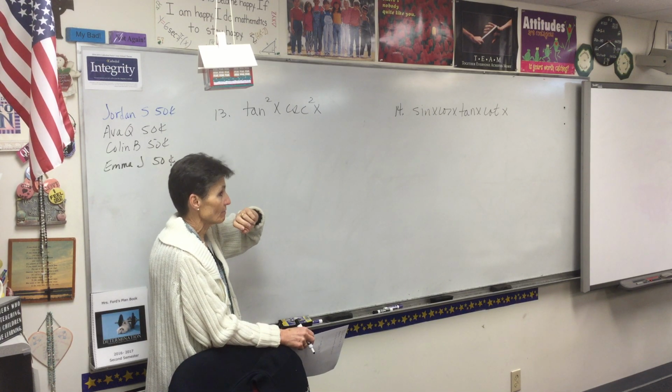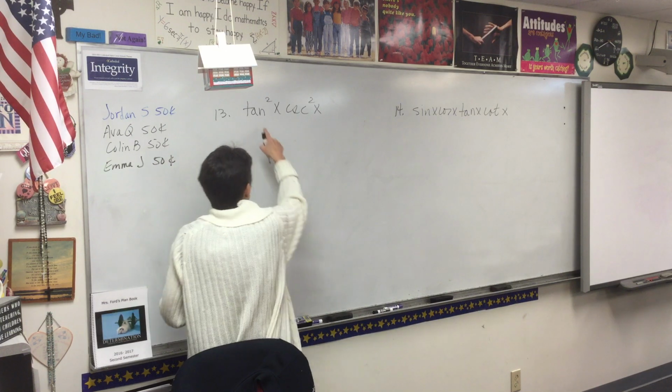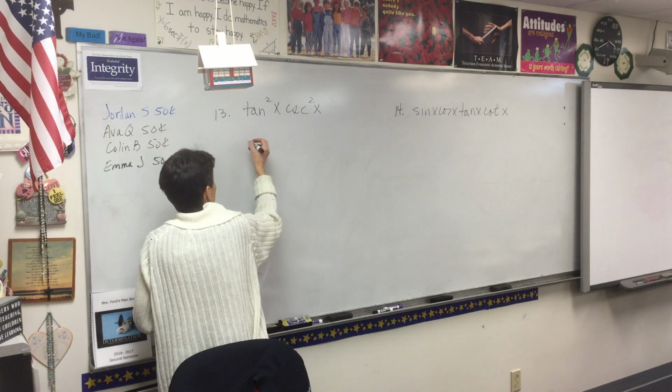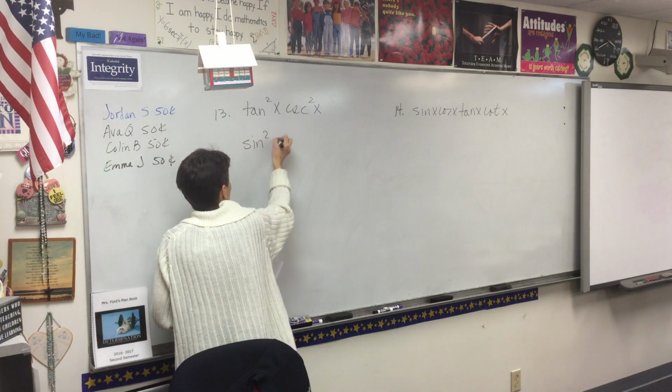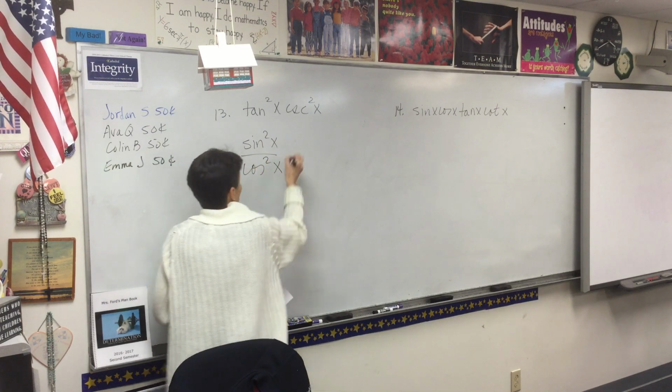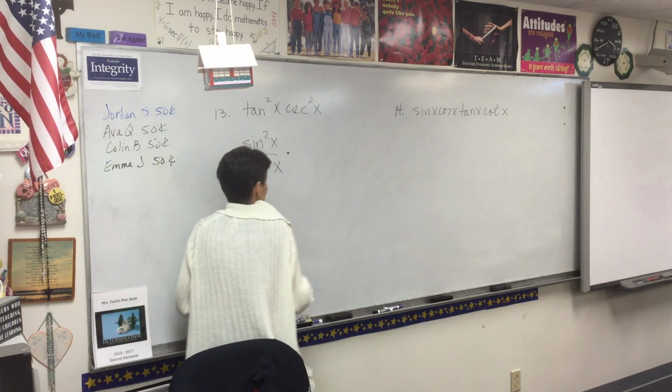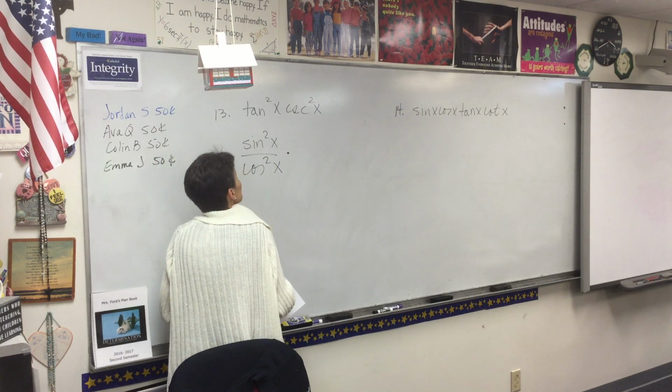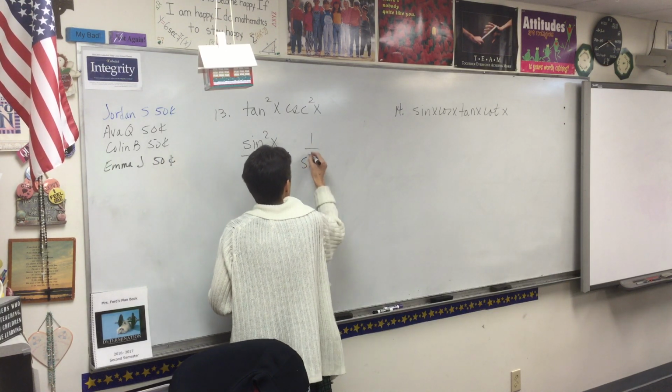We wrote them as fractions. So tangent squared would be sine squared over cosine squared. What's cosecant squared? 1 over sine squared.